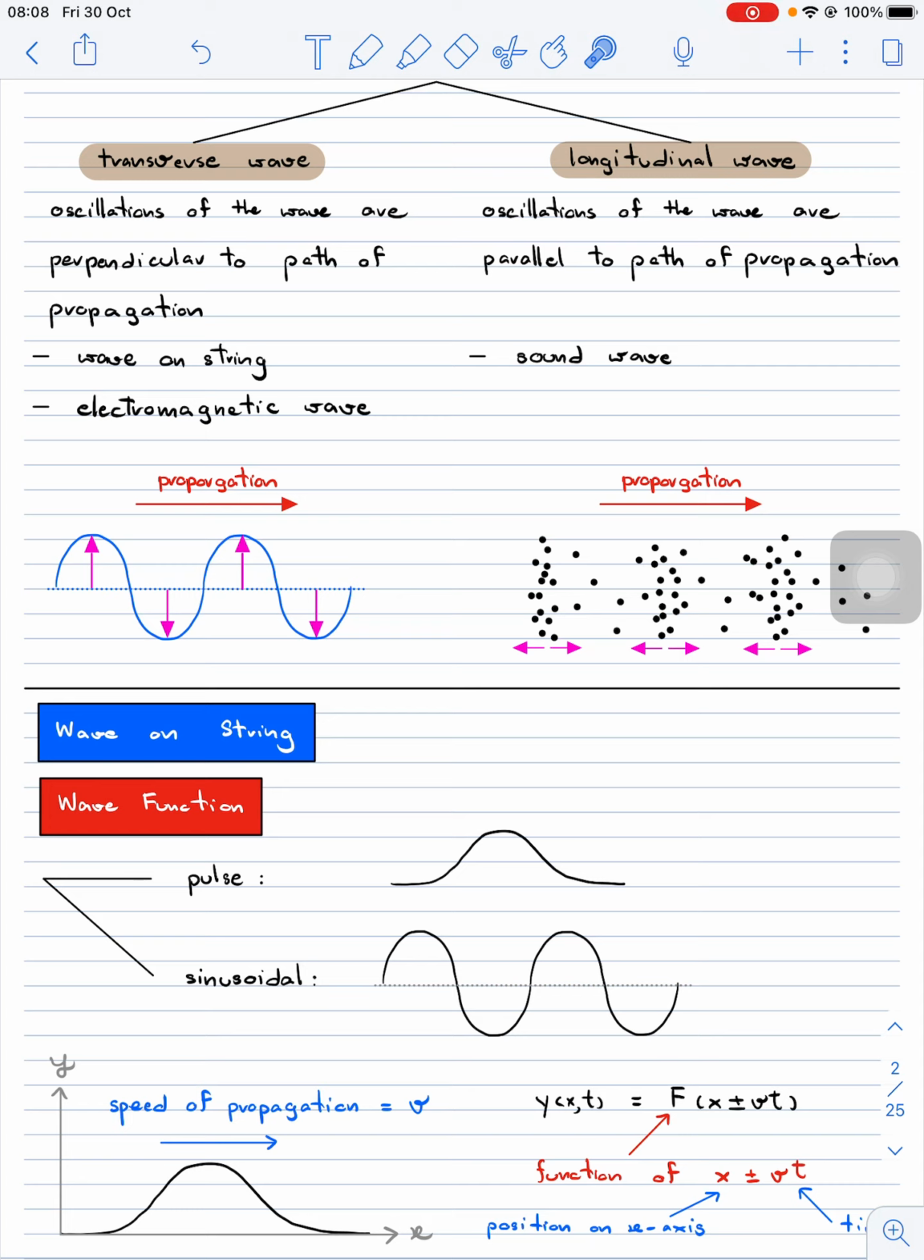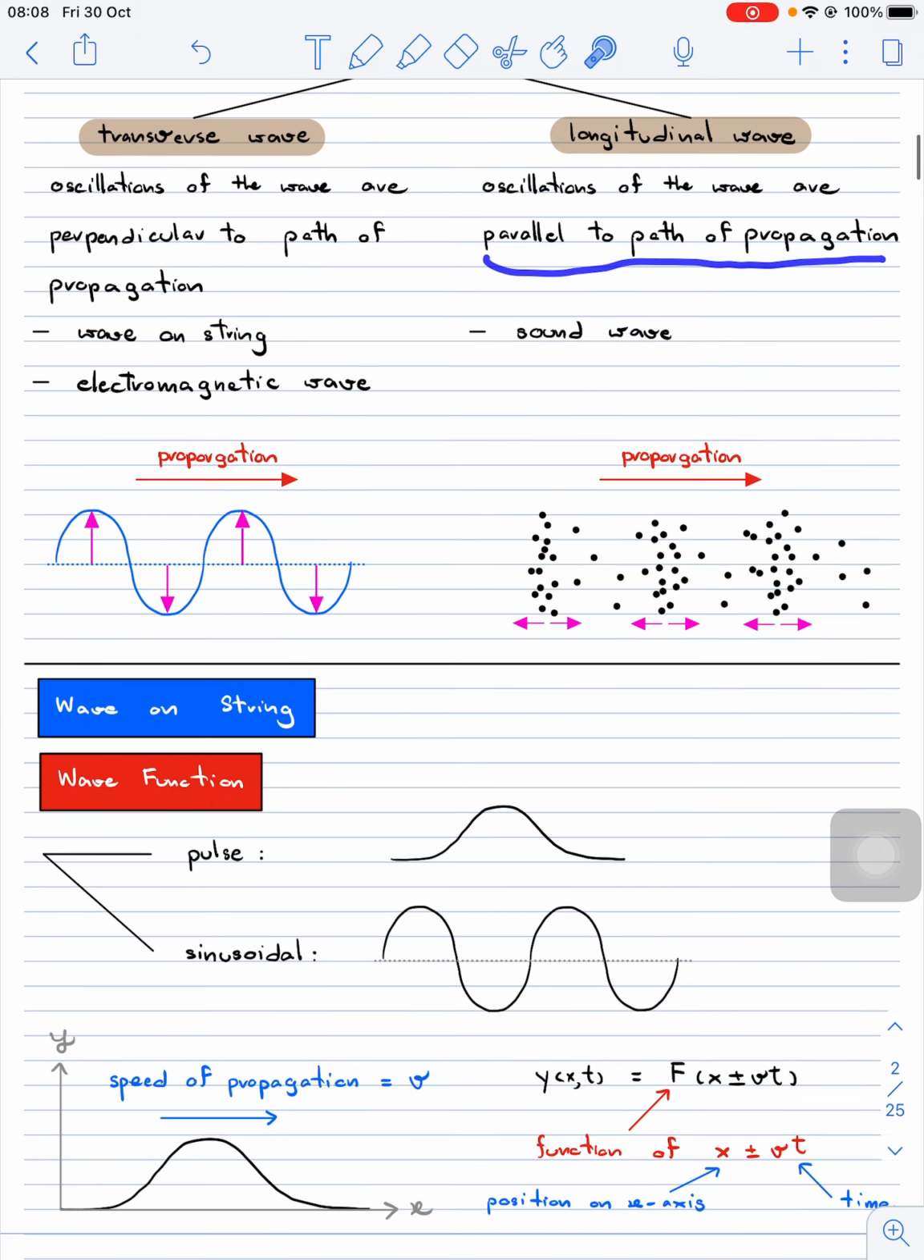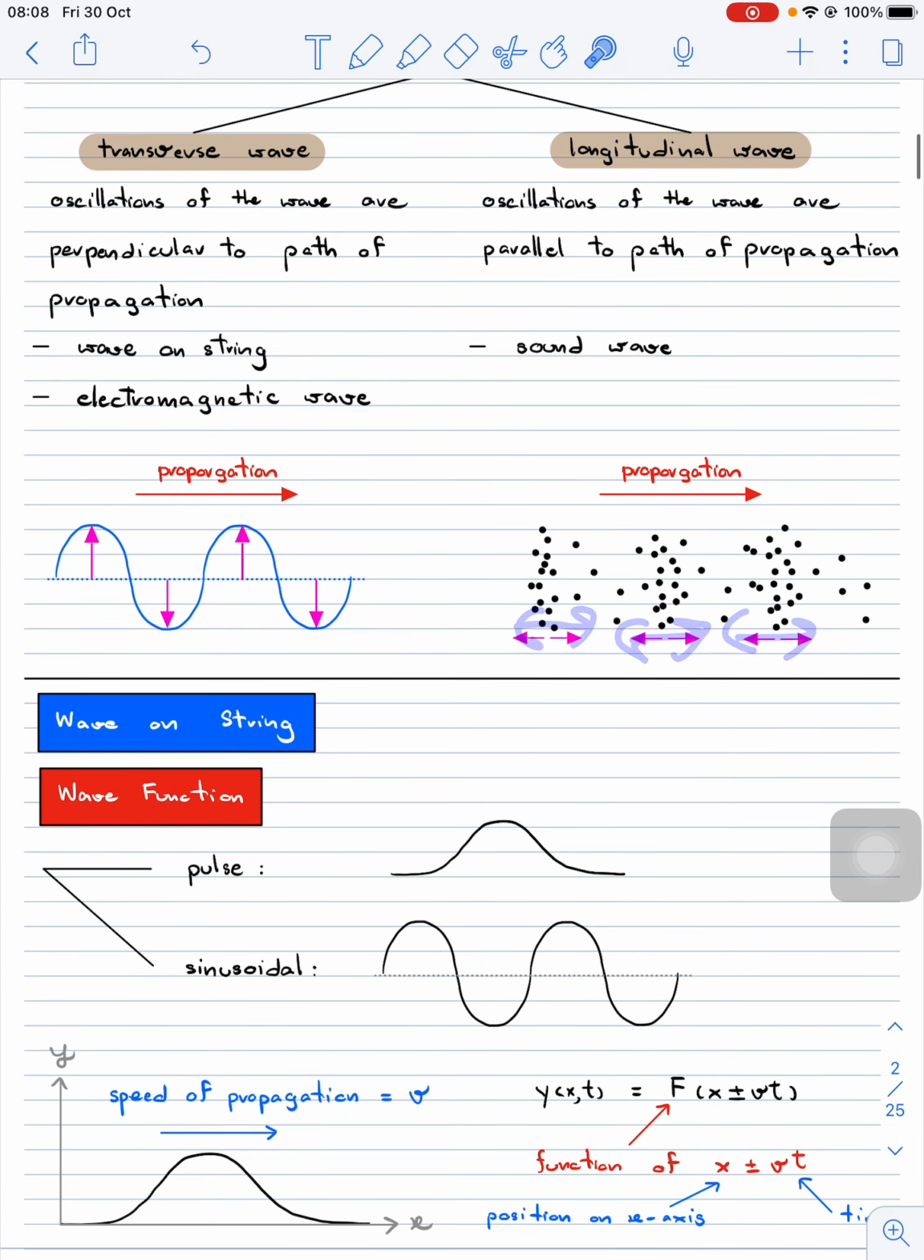Examples of the transverse wave are the wave on the string and the electromagnetic wave. Another type of the wave is called the longitudinal wave. It means that the oscillations of the wave are parallel to the path of the propagation. For example, if the wave is propagating to the right hand side, but now the molecules of the medium of the wave are oscillating parallel to the propagation, this is called the longitudinal wave. For example, the sound wave.